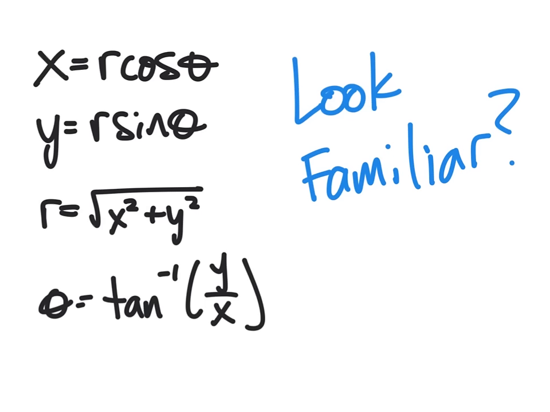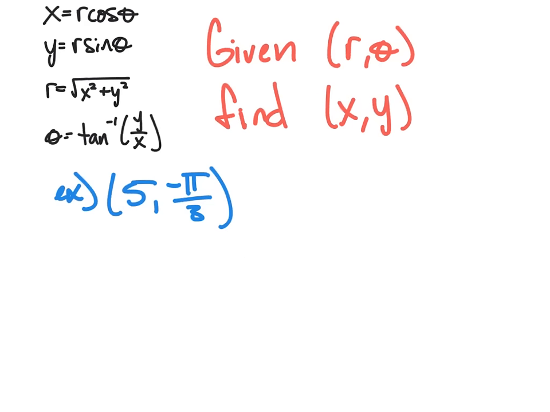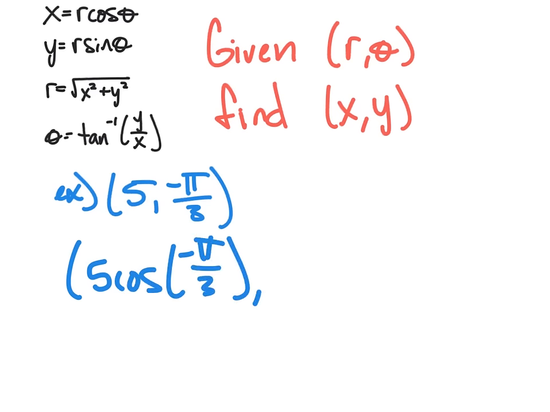Alright, so let's practice converting some points. This time we're given r and theta and we're told to find x and y. So we're given r is 5 and theta is negative pi over 3. So to find x and y, x is just r cosine theta. And y is r sine theta.